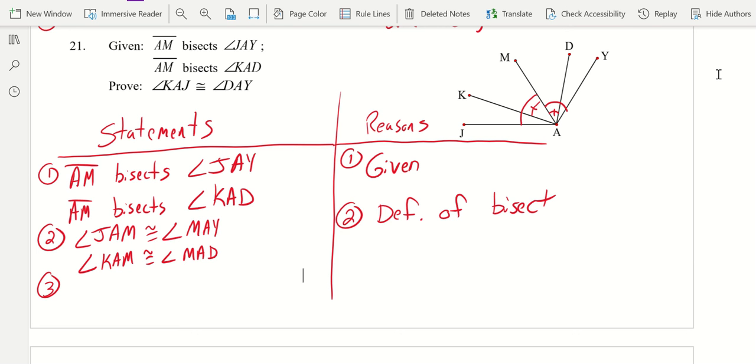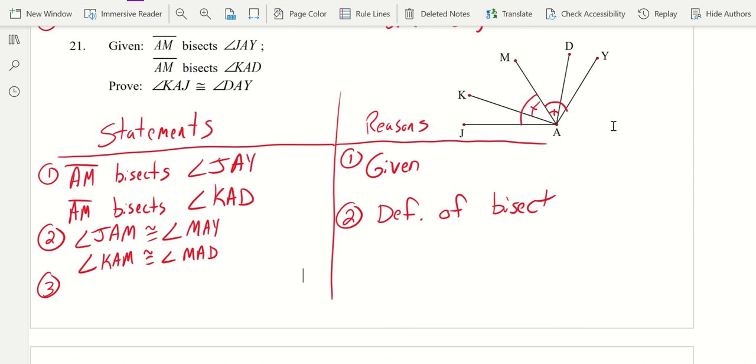All right, so where we left off, we were right here. We had just said angle JAM is congruent to MAY. So JAM right there is congruent to MAY, which is right there. Also KAM, which is right here, is congruent to MAD, which is right here, the one tick mark.